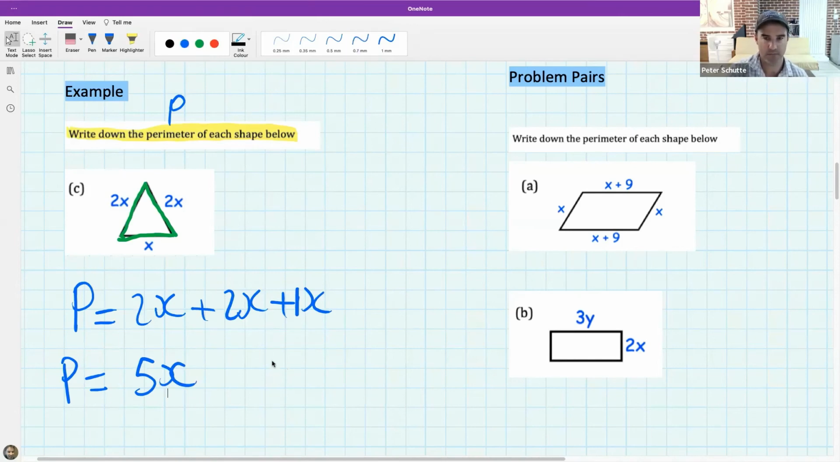Okay, so that is the example. What I want you guys to do is find the perimeter for A and B. Once you are done, pop it in the chat or raise your hand, and you can then amaze us all. That would be fantastic.